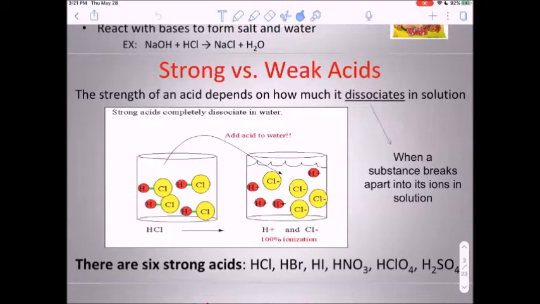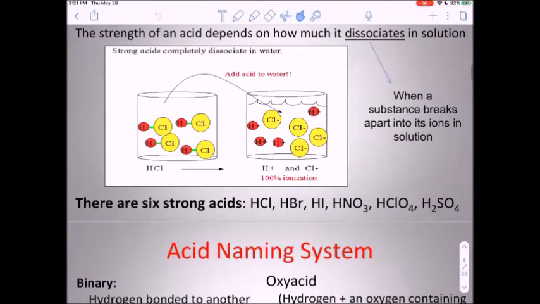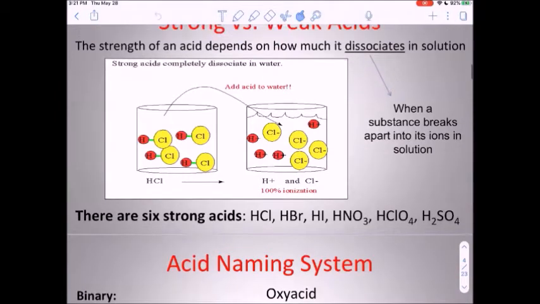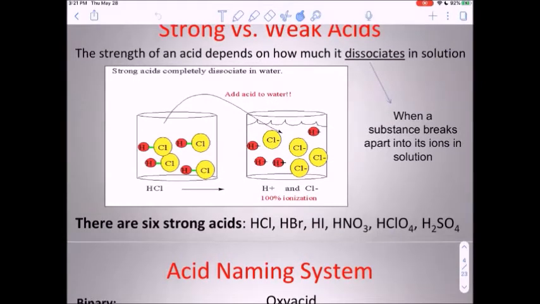There are 6 strong acids that you need to know. They're listed down at the bottom here. So I have HCl, HBr, HI, HNO3, HClO4, and H2SO4. You should know the names of most of these, if not all of these. And we're going to get into the naming system for the first 3 there, which are the ones that are probably unfamiliar to you. If it's not a strong acid, it means it only partially dissociates in solution, so it will not completely separate all of those species.